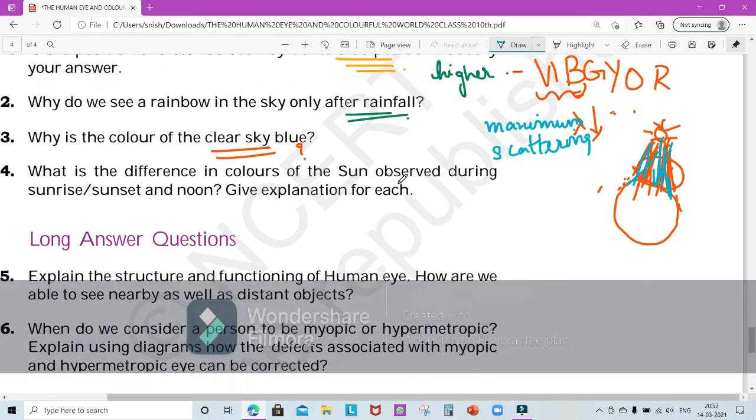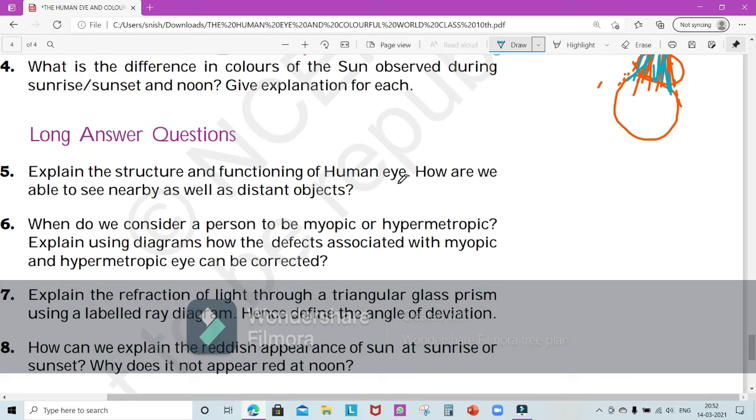Next, what is the difference in the colors of the sun observed during sunrise or sunset, and at noon? This is a very important question. You can expect those in the boards. I'll tell you the procedure to be maintained. If you maintain that, well and good.